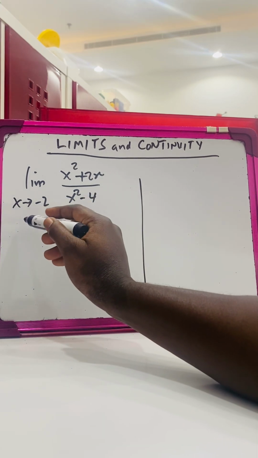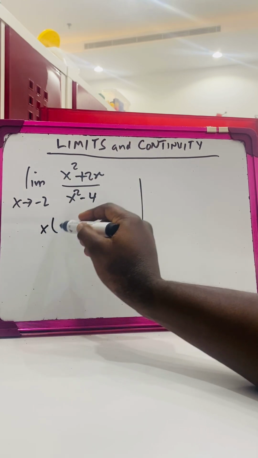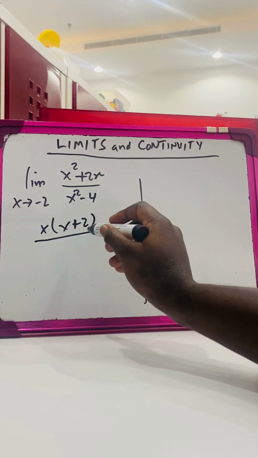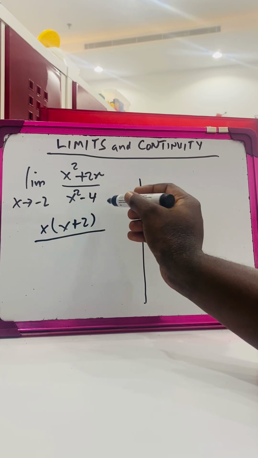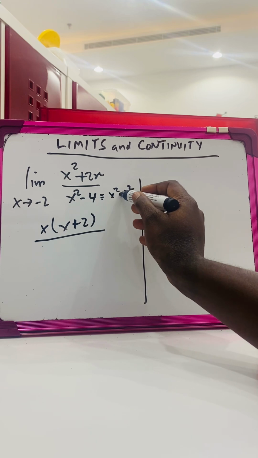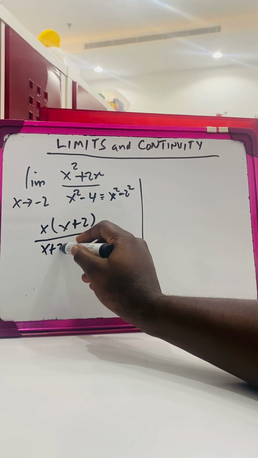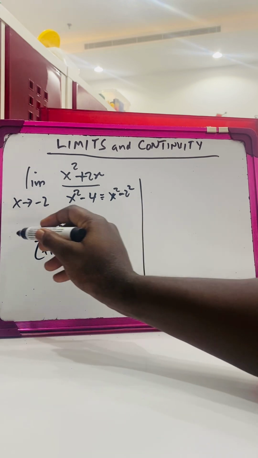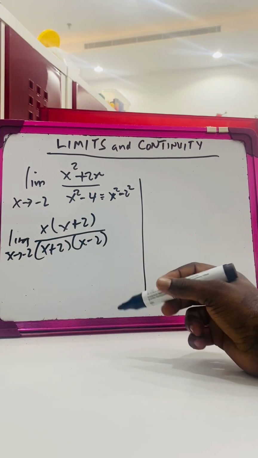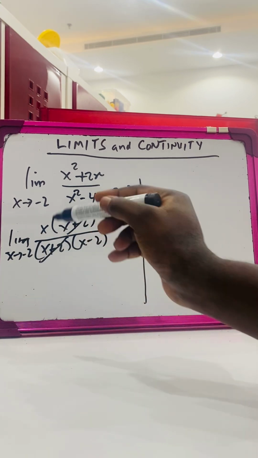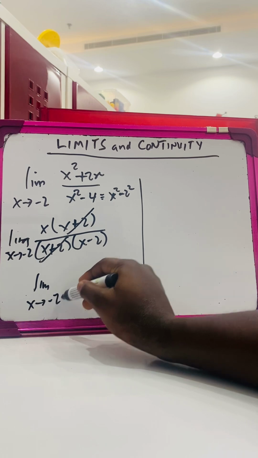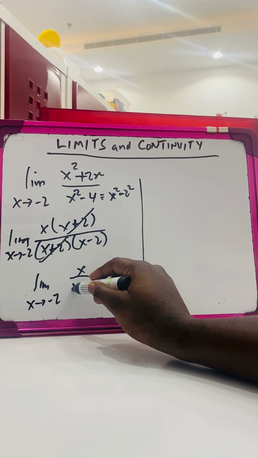Now if I take the numerator, I can factorize. Taking x out, I will have x plus 2. If I take the denominator, this is a difference of 2 squares. x squared minus 4 is the same as x squared minus 2 squared. So difference of 2 squares, then I have x plus 2 and x minus 2. Then I can find my limit as x approaches negative 2. So x plus 2 goes off. I'm only left with the limit as x approaches negative 2 of x all over x minus 2.